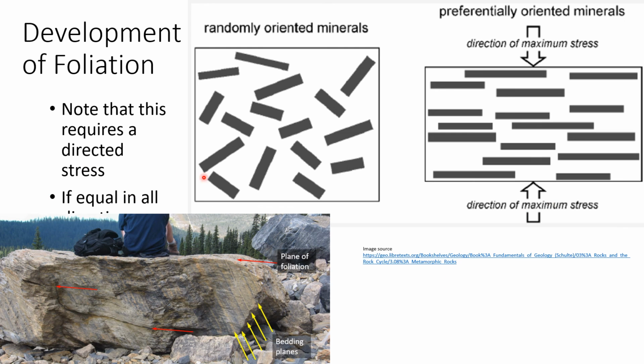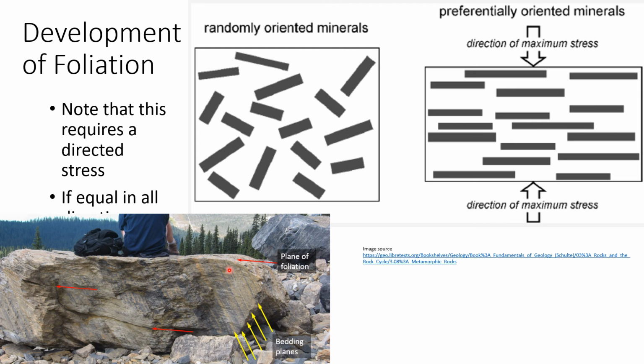What's covered up here, I didn't realize I'd covered it up with the image, is that this requires that the directions not be equivalent. If you just bury this without having one direction of stress be more than the other directions of stress, then the minerals won't orient like this. So foliation helps us to determine what's going on with metamorphic rocks, but it's not always there. You can have metamorphic rocks that are non-foliated. So sometimes we get to use foliation.